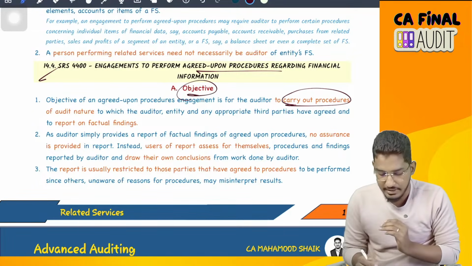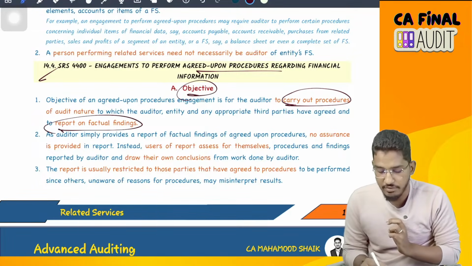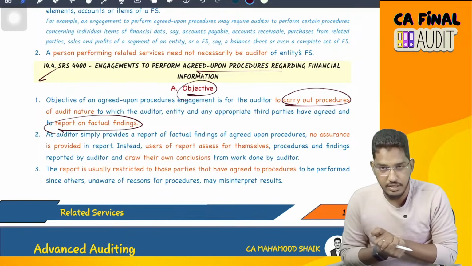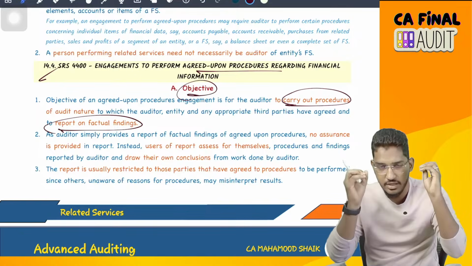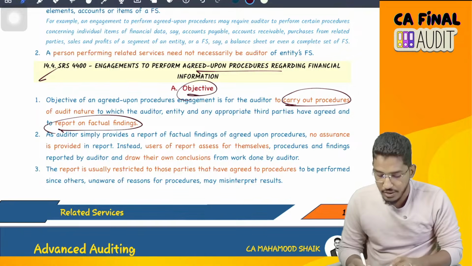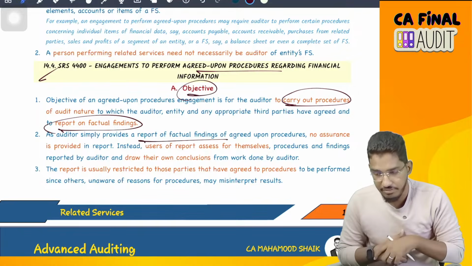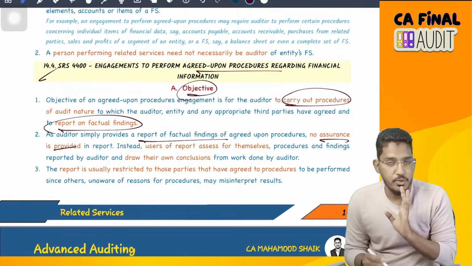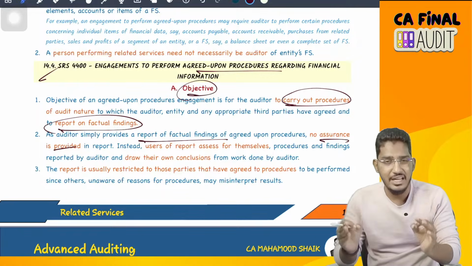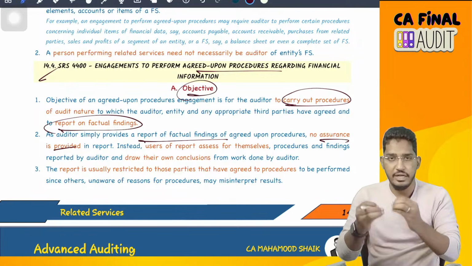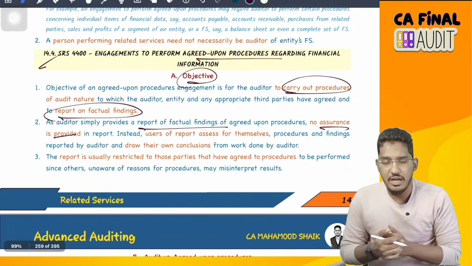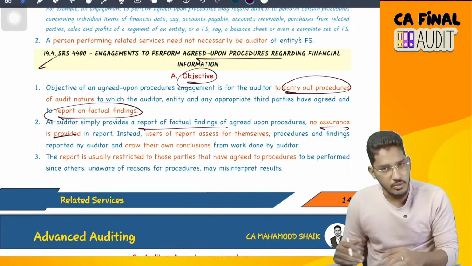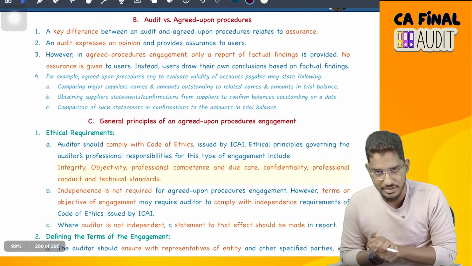But what is the difference here is we give a report of factual findings only. We don't express any kind of conclusion. We just report our factual findings. So an auditor simply provides a report on factual findings. No assurance is provided. We are not going to give any kind of assurance. Whatever our findings are, we will report them. And whoever the users are, they will use those findings to form their own decisions.